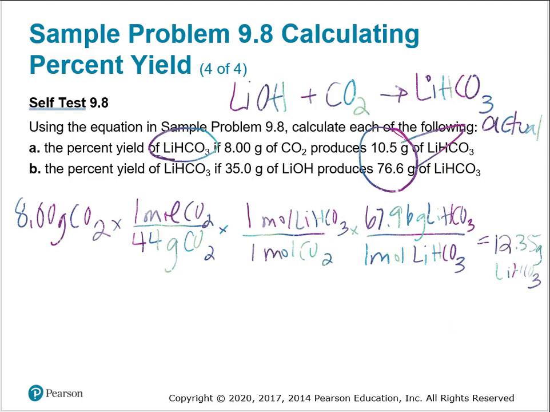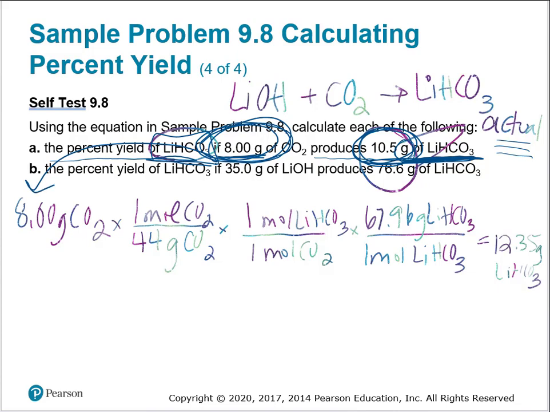All right, let's see how you did. I started with 8 grams of CO2, but we want to know the percent yield of this product, LiHCO3, and we're told that it produces 10.5 grams of LiHCO3. That is my actual that's been produced. We need to figure out how many grams of LiHCO3 would theoretically be produced from 8 grams of CO2. So this is my starting point.